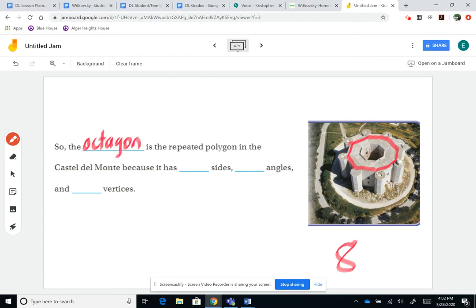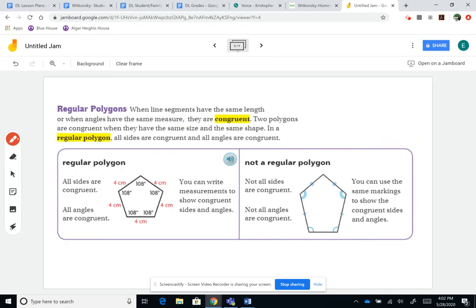is the repeated polygon in the Castel del Monte because it has 8 sides, 8 angles, and 8 vertices. Now, if you look closely at that, you can see that there are tiny octagons on the outside. There's one here, here, here, here, and they are actually placed right at the vertices. The vertex is here, and that's where one of those towers is. Pretty neat, huh? All right, let's carry on.